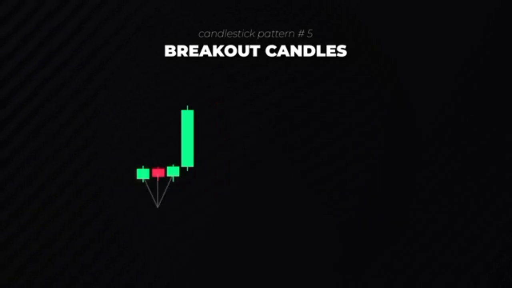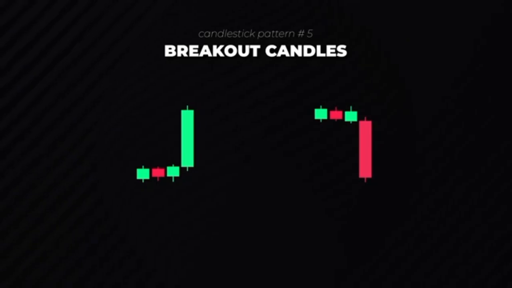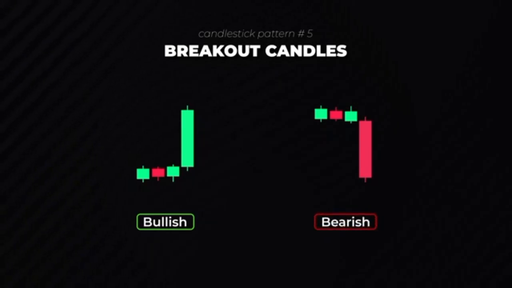In this setup, the series of small candles is called consolidation candles, and the large candle is known as the breakout candle. For this to be a valid pattern, there need to be at least 3 consolidation candles. However, the more consolidation candles there are, the higher the chance of a successful breakout. There are 2 types of breakout patterns: a bullish breakout pattern, where the breakout candle is green, and a bearish breakout pattern, where the breakout candle is red.